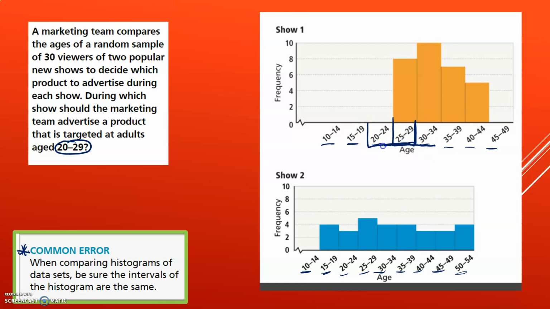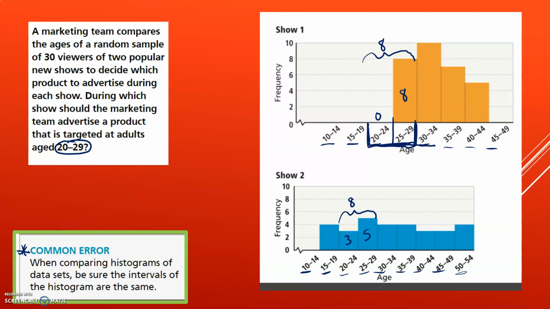Okay, so for this question, we're specifically focusing on 20 to 29. So this section right here. And if we look at show 1, there's 0 people in the range of 20 to 24, but from 25 to 29, there are 8. So between the two, there's a total of 8 viewers in the age range we're talking about. Now, if I go down to show 2, from 20 to 24, it looks like there's 3 viewers, and from 25 to 29, there's actually 5. Which actually leads us to see that there's 8 viewers in that age range as well.